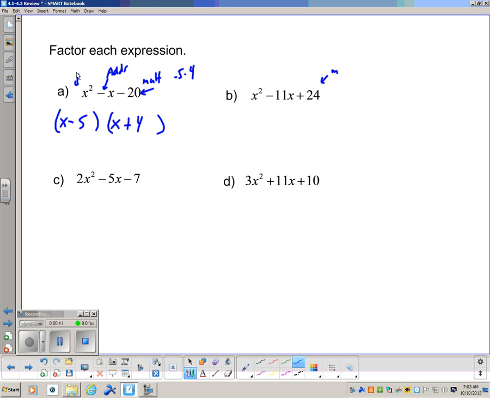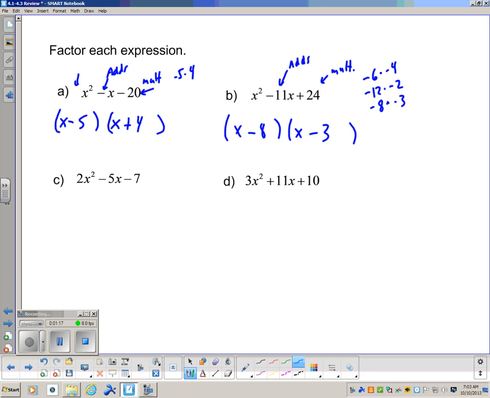The same thing here for this next one. What multiplies to give me 24 and adds to give me -11? So I first put my x's in here. Multiplies to give me 24, so it's got to be two negatives, and adds to give me -11. So -6 and -4? No, those add to give me -10. What about -12 and -2? No, those add to give me -14. What about -8 and -3? Yeah, those multiply to give me 24 and add to give me -11.